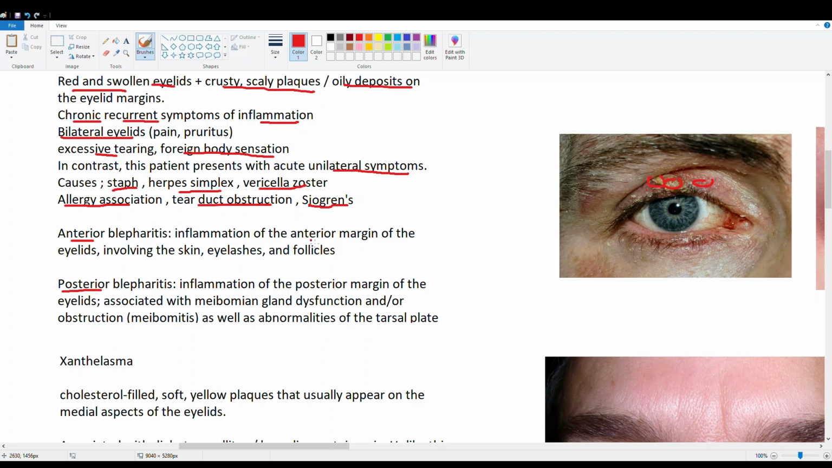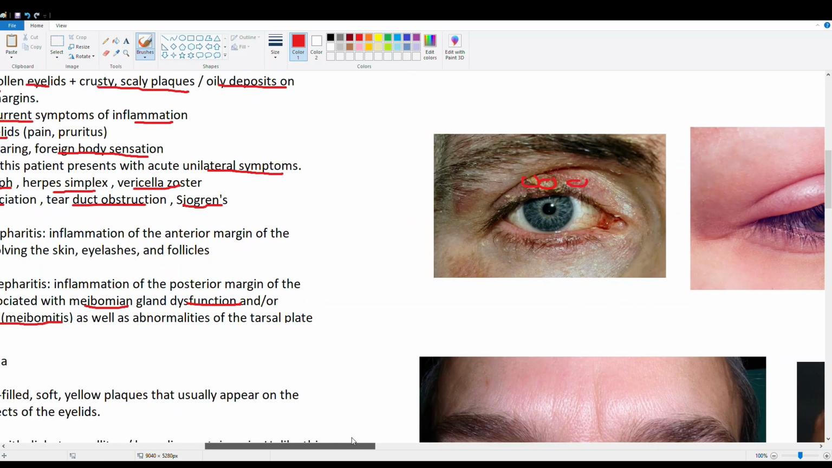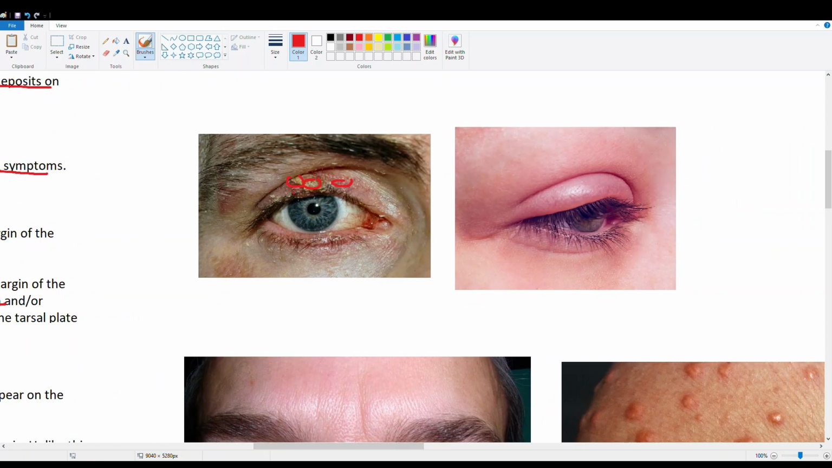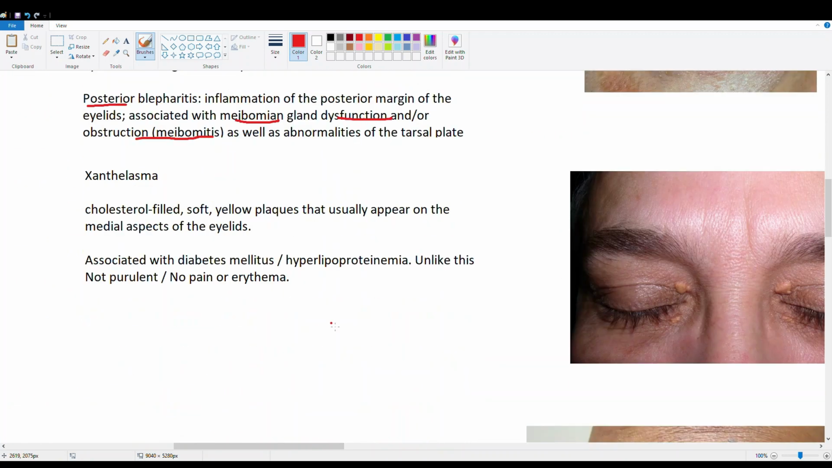Anterior blepharitis is the anterior margin of the eyelid involving the skin, eyelashes, and follicles. And posterior is inflammation of the posterior margin associated with meibomian gland dysfunction and obstruction, also known as meibomitis. And so I've included two pictures here for you to consider. Here we have more of an anterior picture, and here we have more of a posterior picture. So notice how the whole eyelid is inflamed. We don't just have a cyst-looking picture like with our hordeolum over here. This whole eyelid is red, crusty, and inflamed. So that's blepharitis.